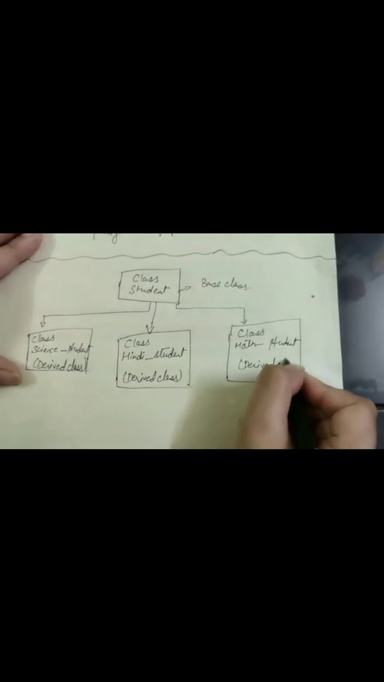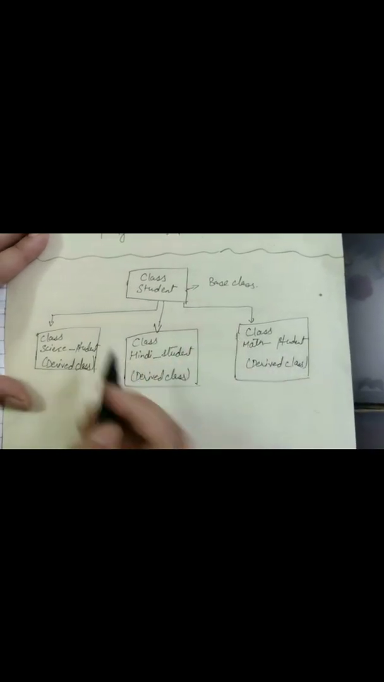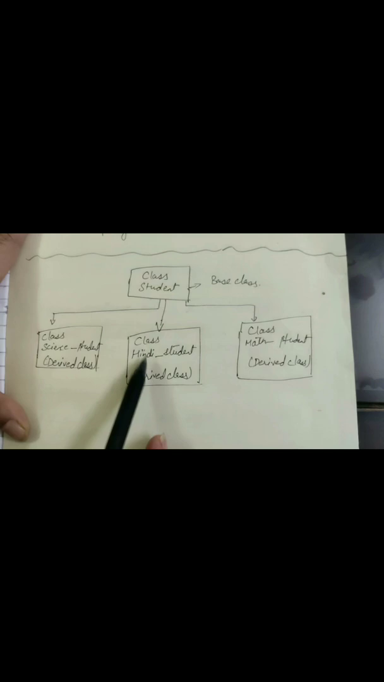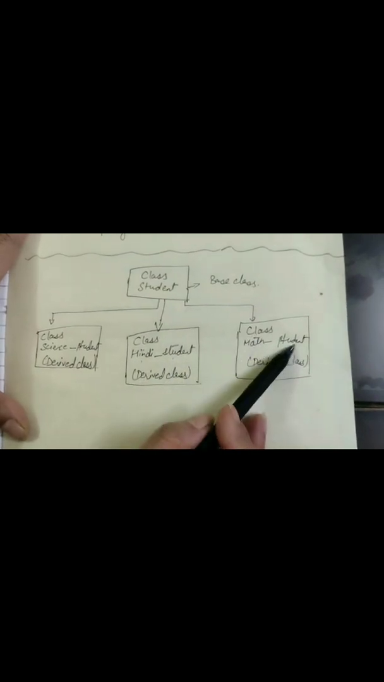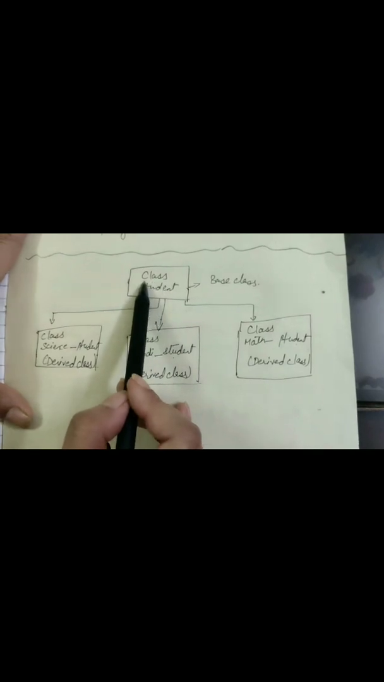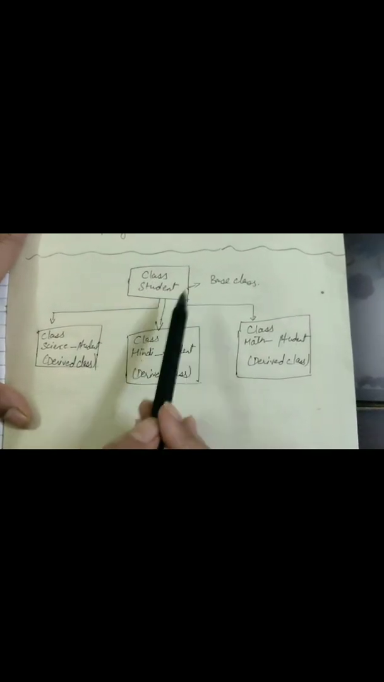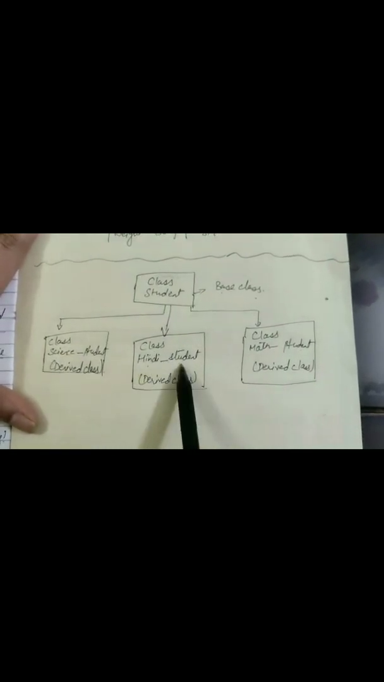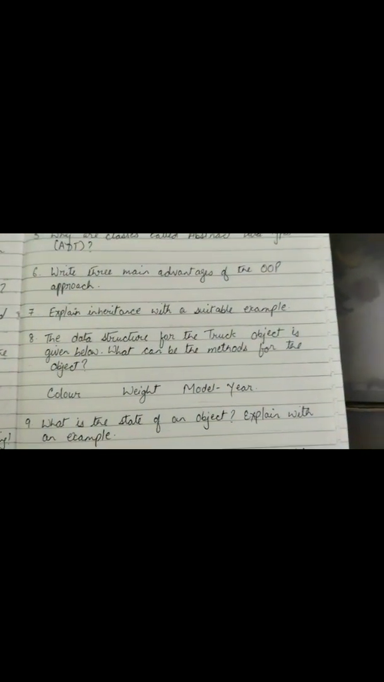Now see, the properties of class Science Student, class Hindi Student, and class Math Student are inherited from the class Student. Class Student is your base class, and class Science, class Hindi, class Maths are your derived classes. Let's move to your next question.